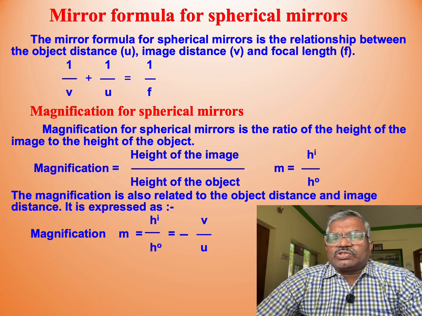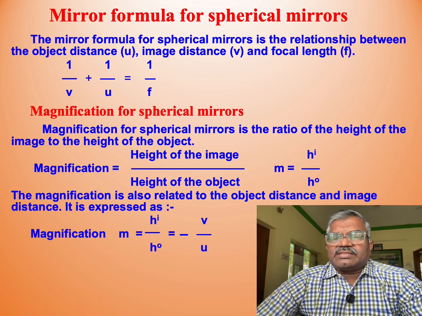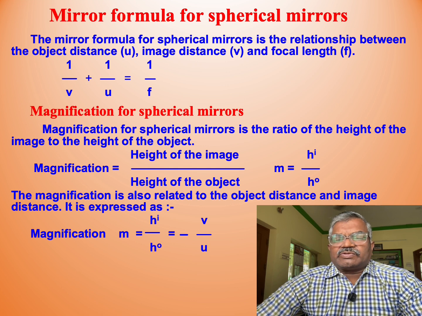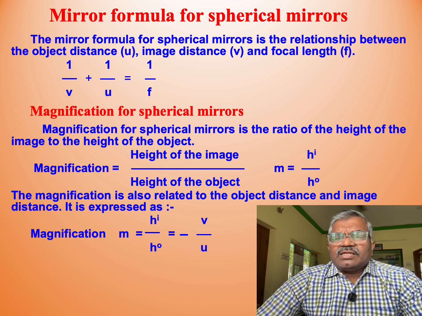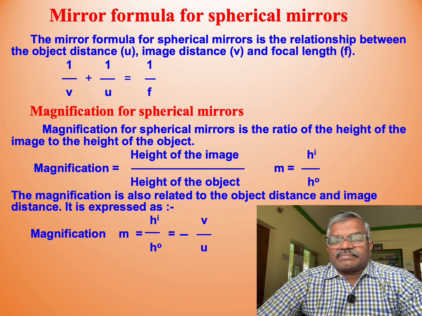So, how to use the formula? This formula is used to measure distances from the pole. All distances you have to measure from the pole of the mirror. You have to apply the sign convention here, and to calculate the unknown terms you have to use this formula. The formula allows you to determine the location of the image if you know where the object is placed and the focal length of the mirror.